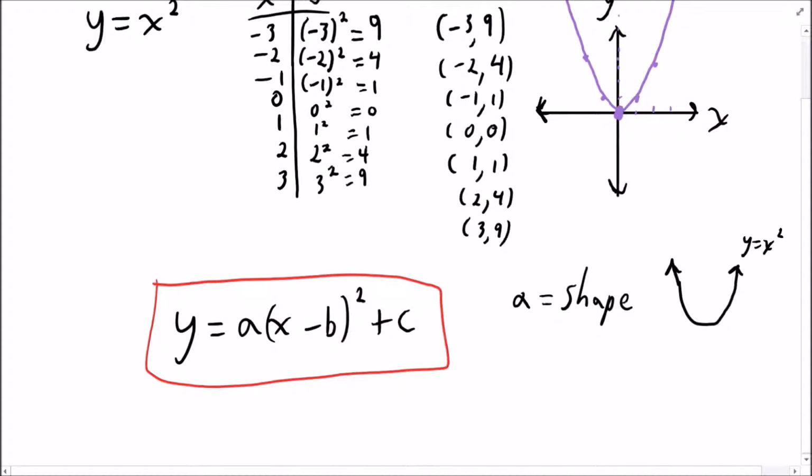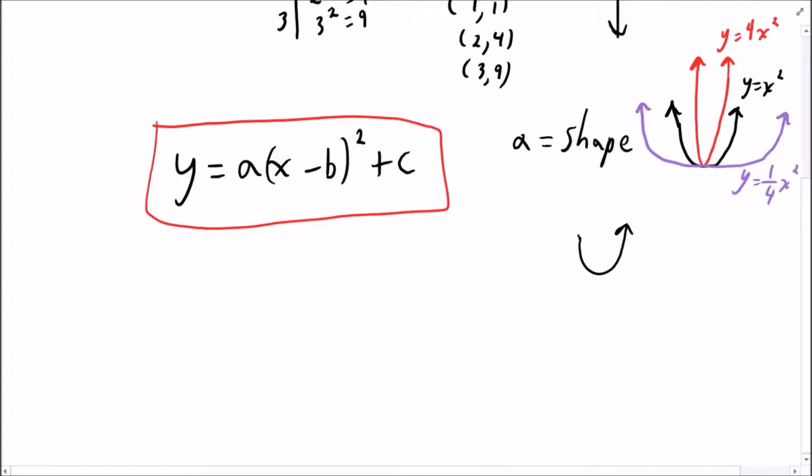So if we increase the value, so normally if there's nothing there, it's like a 1. So if I was to put a 4, for example, y equals 4x squared, that's going to make it skinnier. For every y value, it now gets multiplied by 4. And if I was to put a value less than 1, a fraction, like 1/4 x squared, that makes it wider. The other thing that can happen with a is if we have a negative value. So y equals negative x squared would flip the parabola upside down.